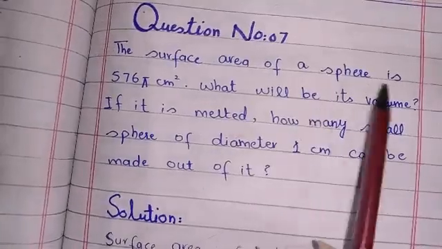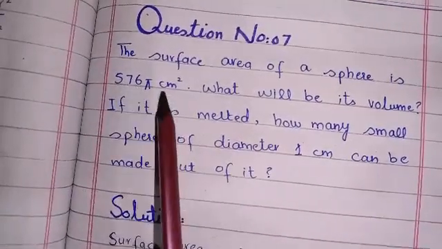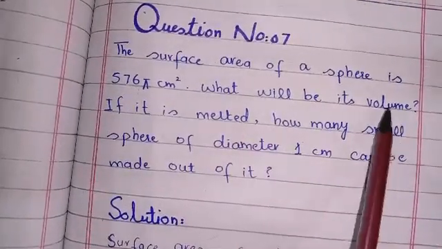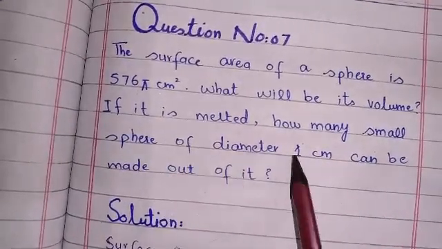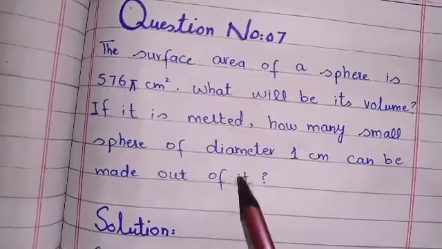Friends, here is our question number 7. The surface area of a sphere is 576 pi centimeter square. What will be its volume? If it is melted, how many small spheres of diameter 1 centimeter can be made out of it?